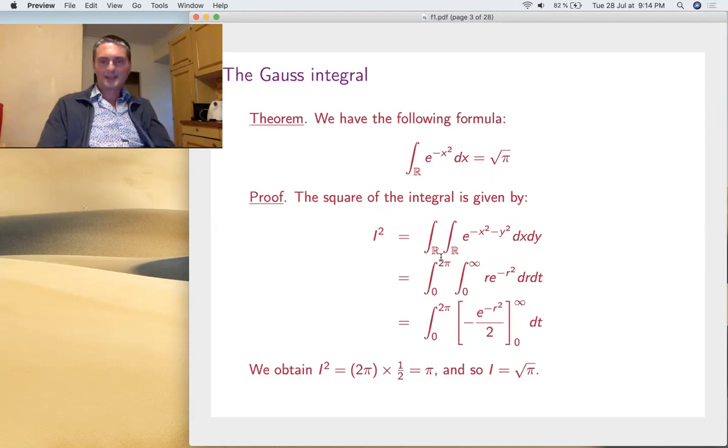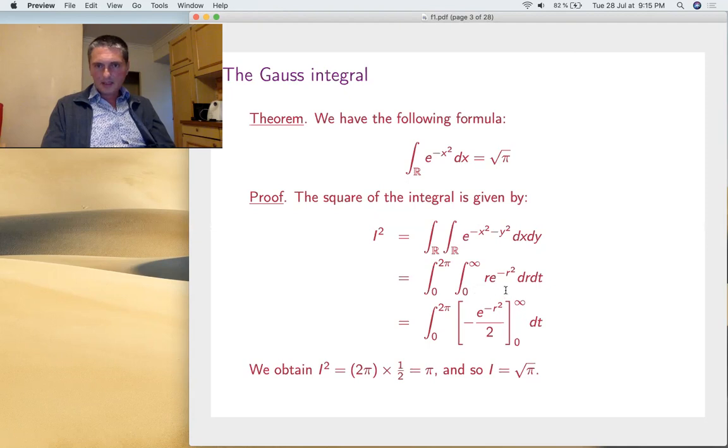So the square of this is a double integral of exponential of minus x squared minus y squared. Now it's polar coordinates, so x is r cos t, y is r sin t. So the exponential is just exponential of minus r squared, but I have to put a Jacobian here. r is the Jacobian, and then I integrate. So r goes from 0 to infinity, and t, the angle, the whole way from 0 to 2 pi. Now, if you look at this integral here in the middle, there's no t here, so it's enough to integrate this and then to multiply by 2 pi.